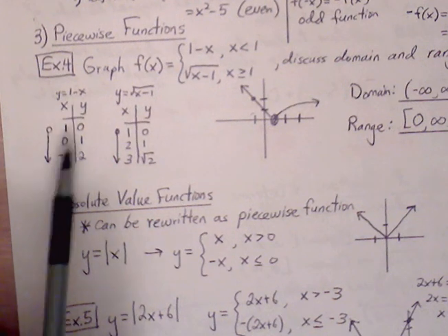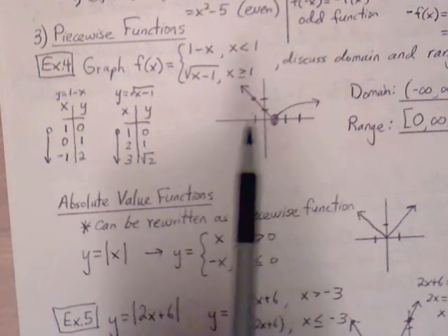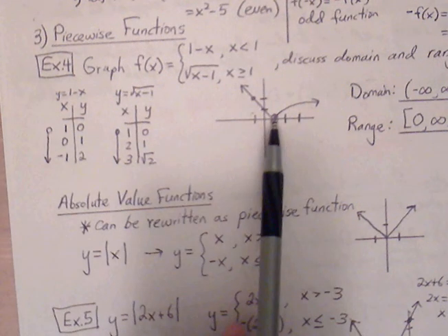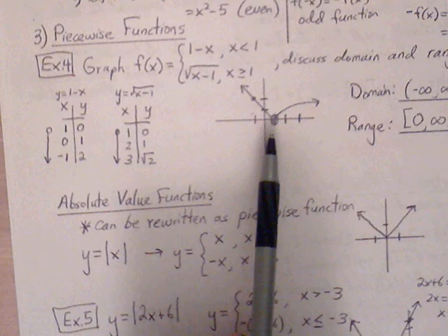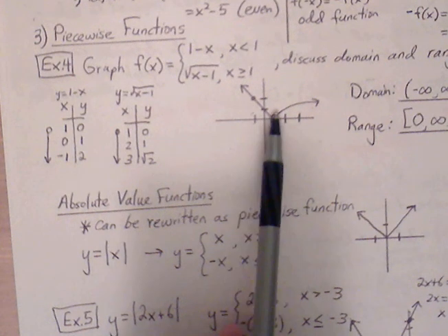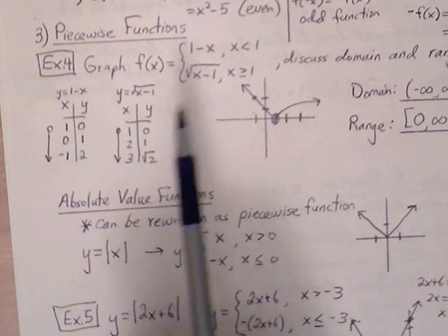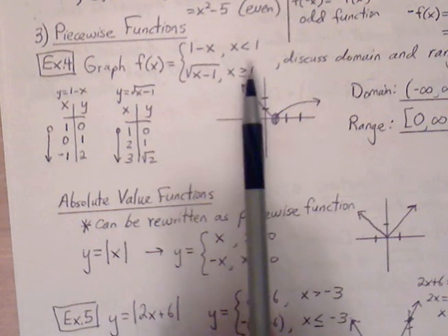So now I have my graph here: 1, 0, and then 0, 1, and then negative 1, 2. This starts off with an open circle, so that is the first piecewise function. The second one, x minus 1, is for x greater than or equal to 1. So again, we're going to start at 1, but now I'm going to put a closed circle here to indicate that we are going to fill that in.